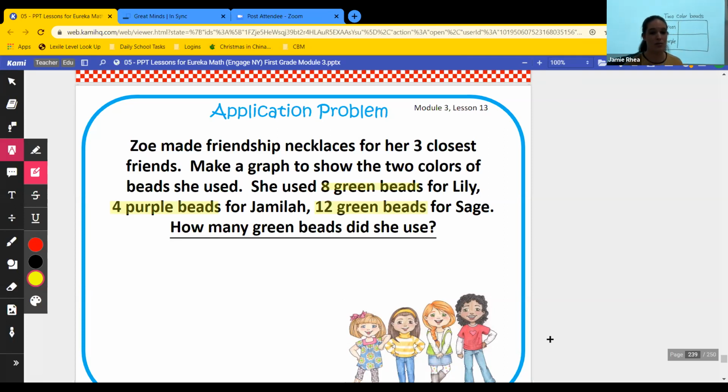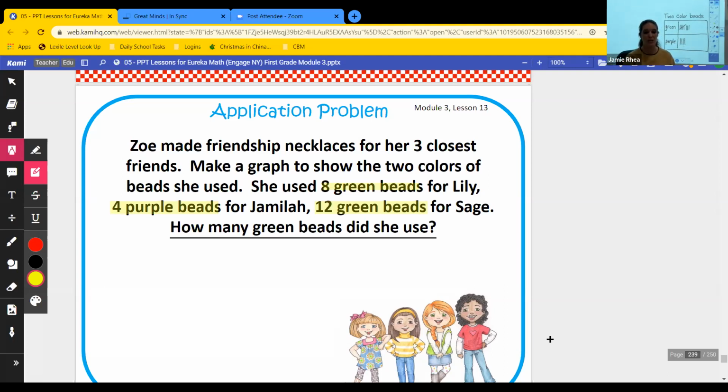So I'm going to use 8 green. So I'm going to count my 8. Here we go. 1, 2, 3, 4, 5, 6, 7, 8. Okay, there's my 8 green beads I used for Lily. Now I need 4 purple beads. 1, 2, 3, 4. Okay, I've got my 4 purple beads I used for Jamila.